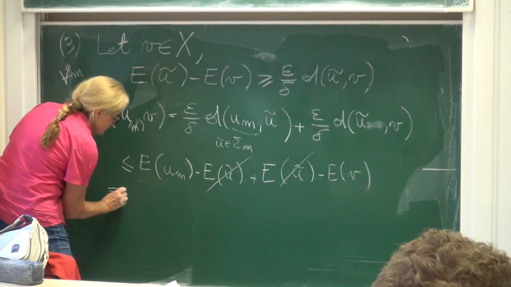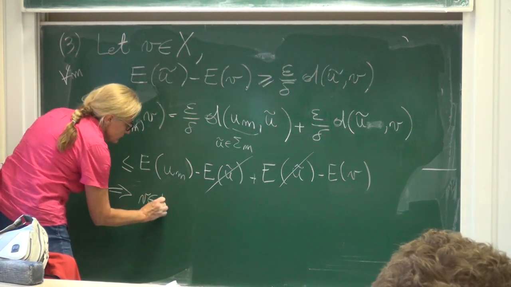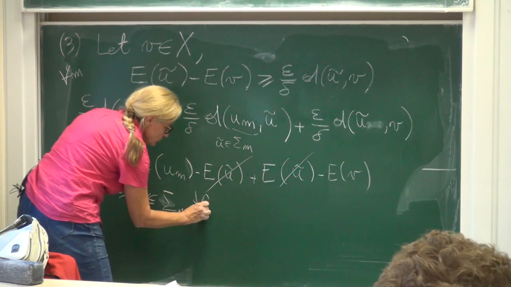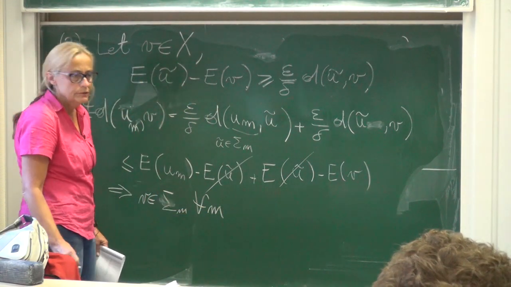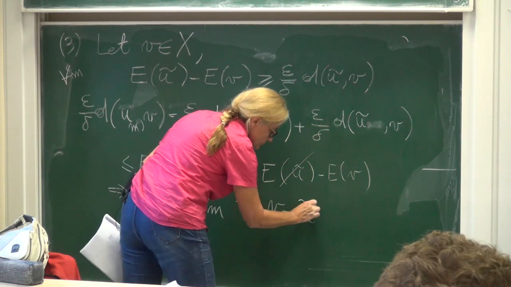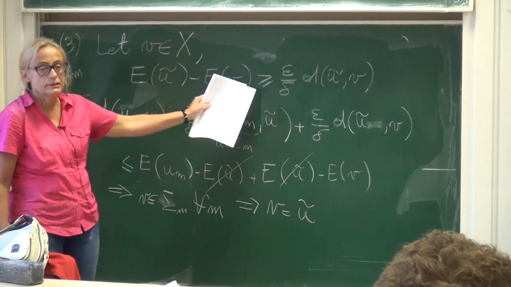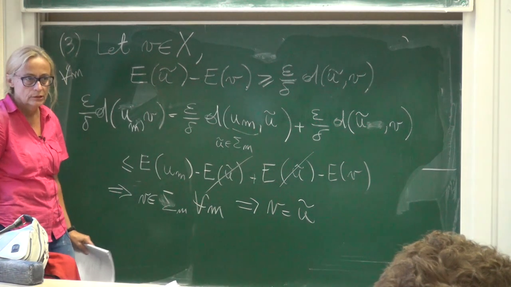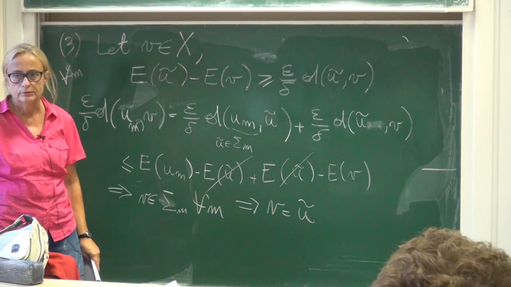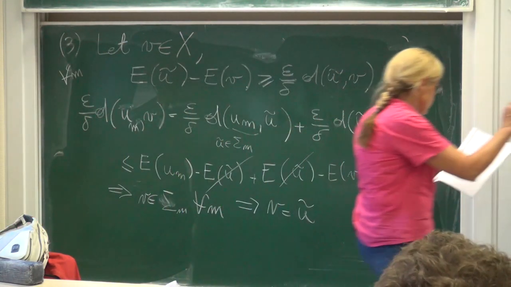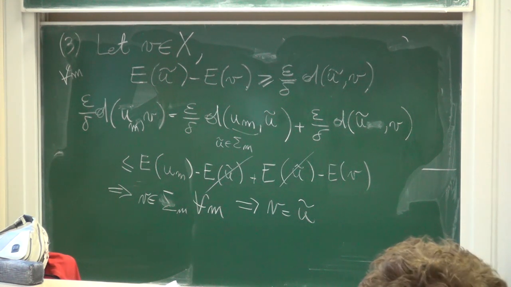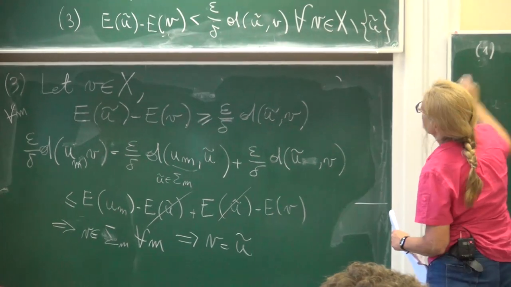This means that v is in sigma_m for any m. This means that v is u tilde. And hence, here the equality holds. If v is not u tilde, then this strict inequality must hold. Is it clear? I have finished. Four lines here. Now we prove the first claim.